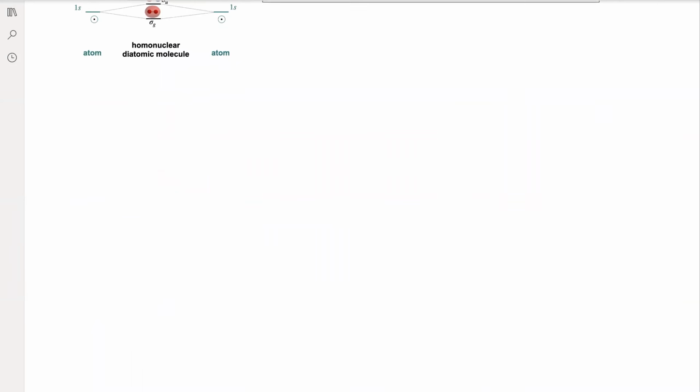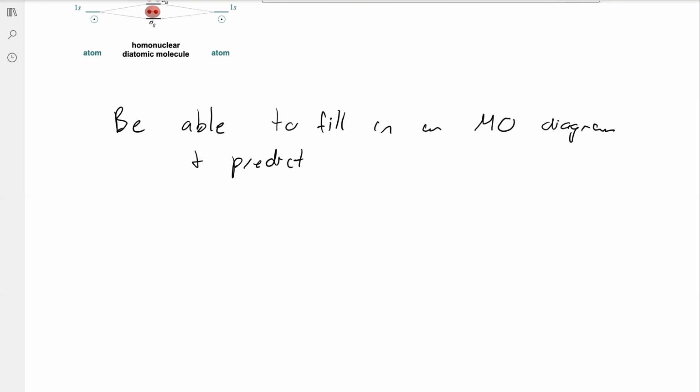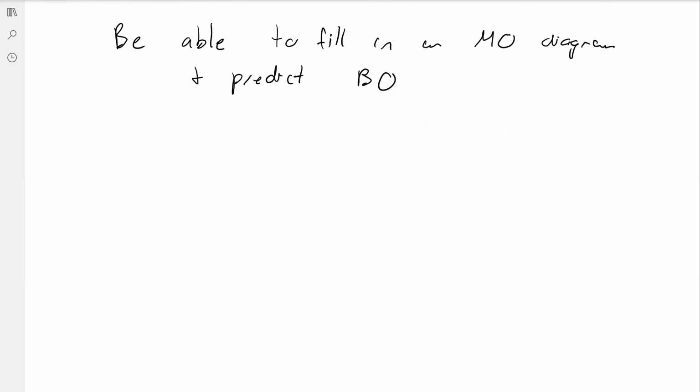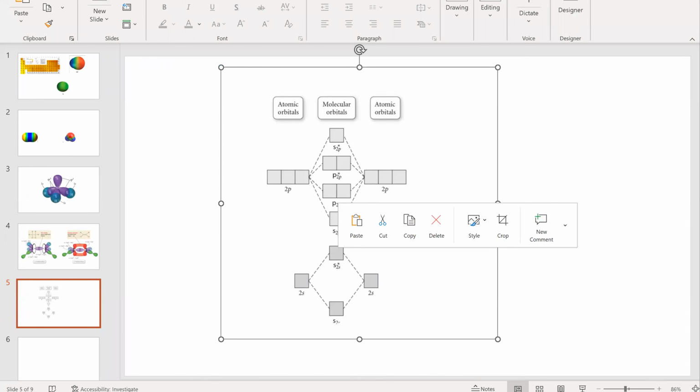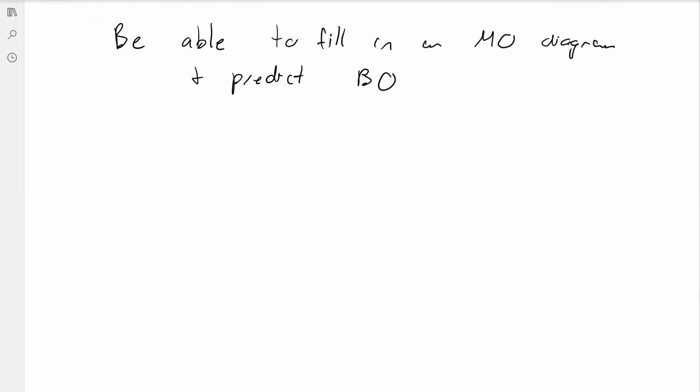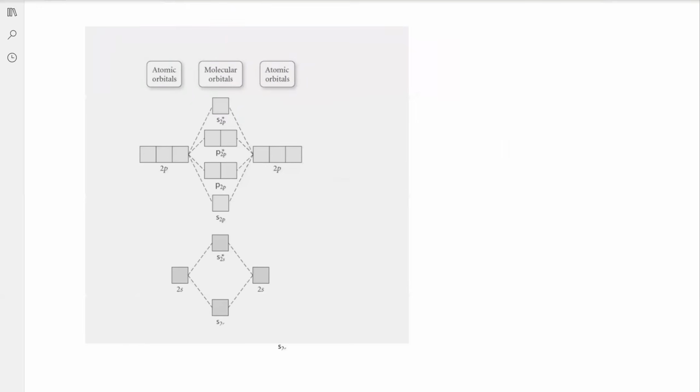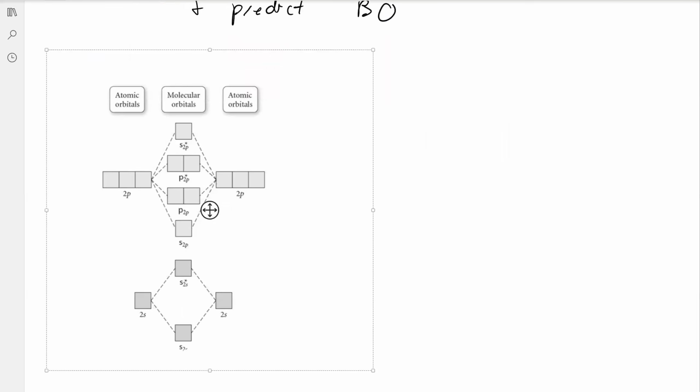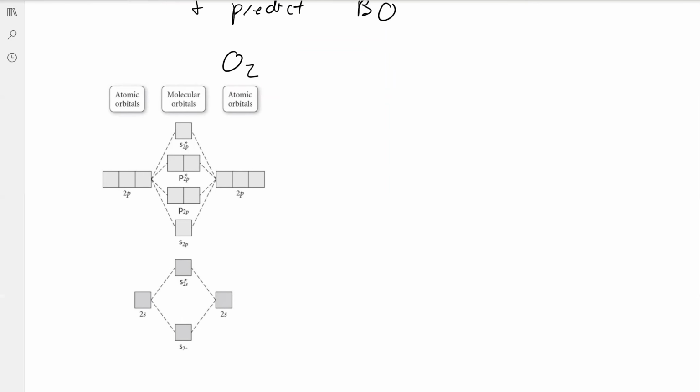Anyway, so what do you need to be able to do in terms of molecular orbital theory? I'm not going to ask you too much about this. I just want you to be able to fill in an MO diagram and predict bond order, as well as one more thing, which we'll see in the next video. So for example, you might be given this blank MO diagram, asked to fill it in for, let's say, O2, and then predict the bond order.